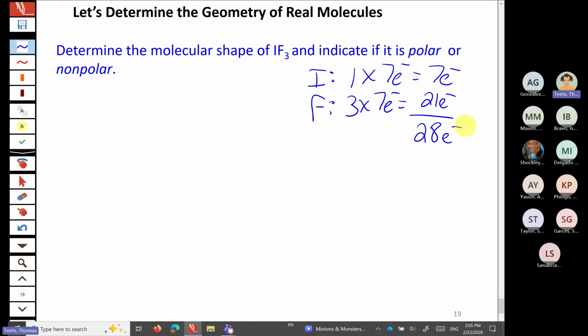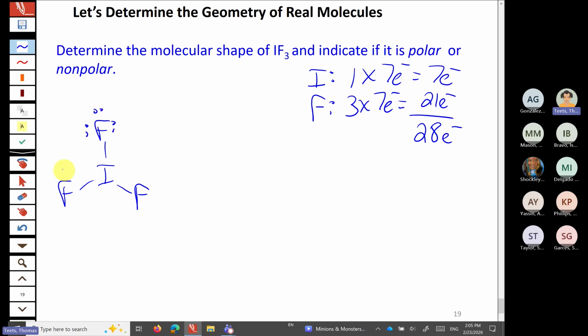All right, so when we draw this one out, we're going to start with single bonds. Again, at the beginning, we don't know what the shape is. So we're going to just draw it randomly. It doesn't matter how you orient them at this point. Complete the octets of the fluorines. So each of those fluorines has 8 electrons around it now, 2 from the bonds, 6 as lone pairs.